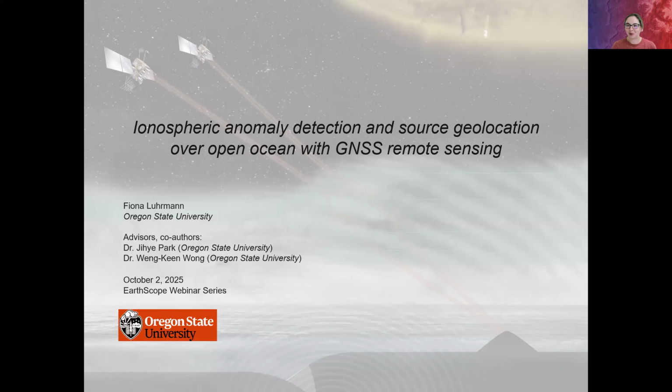Okay, so we have some questions coming in. First, you mentioned a different algorithm would be required to apply this method for real-time tsunami detection and monitoring in an operational environment. Do you have any ideas regarding what this other approach might look like? Yeah, that's a great question.